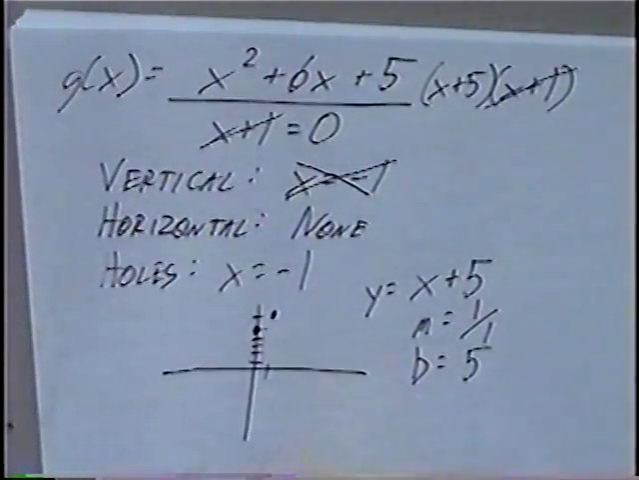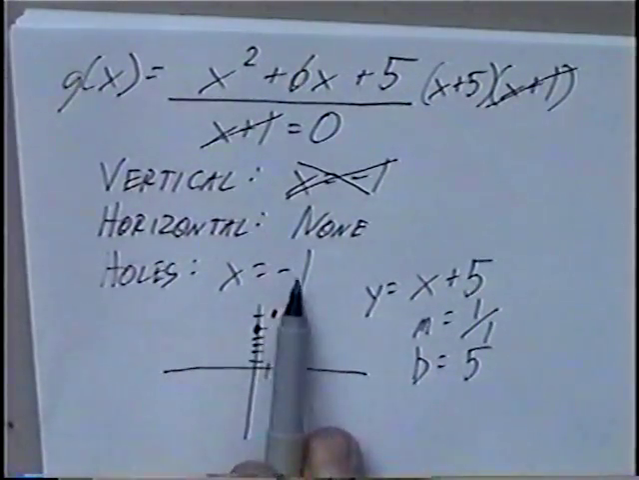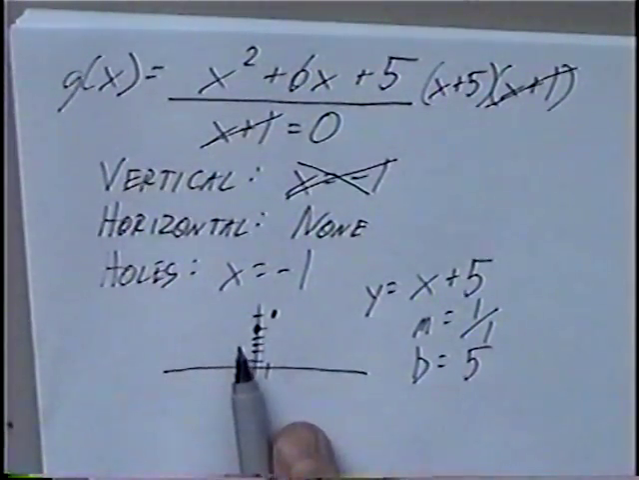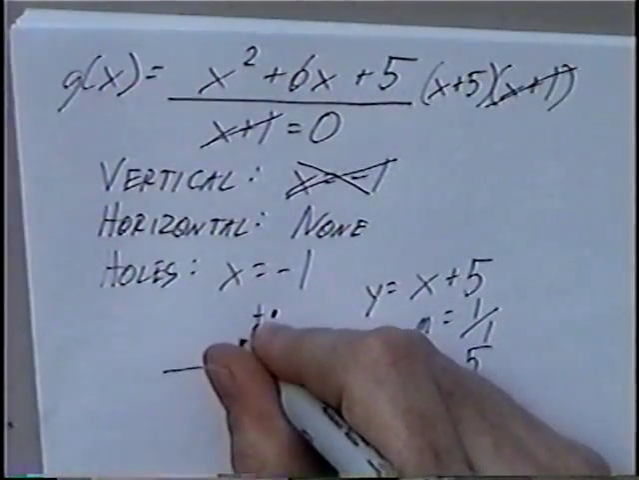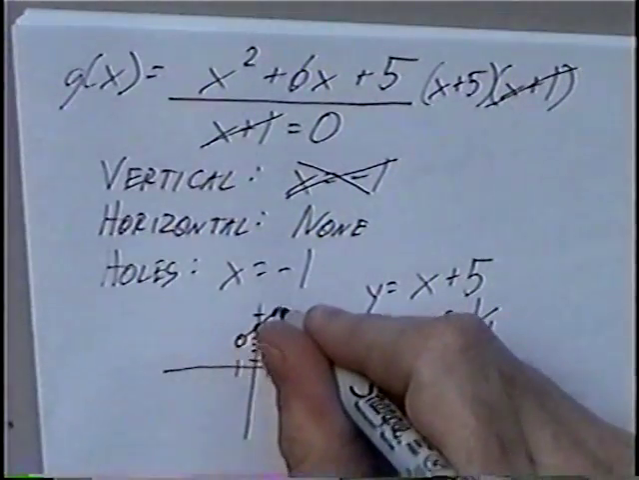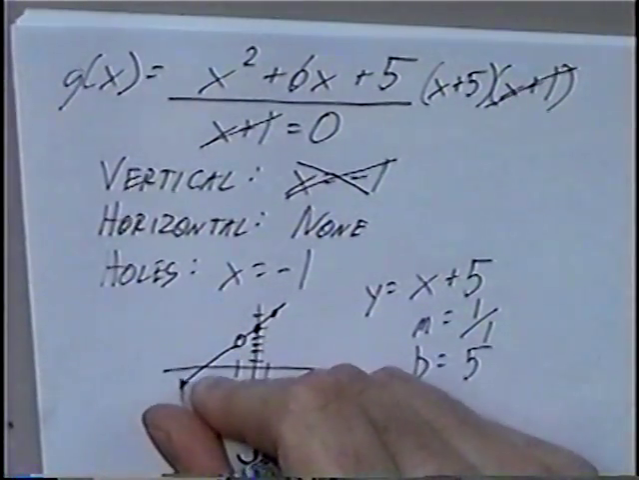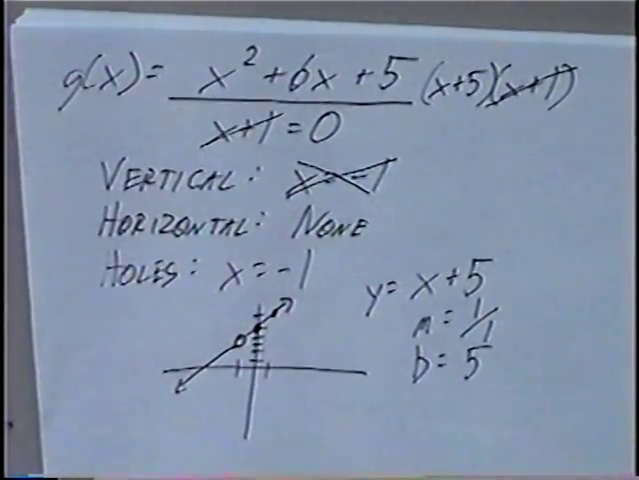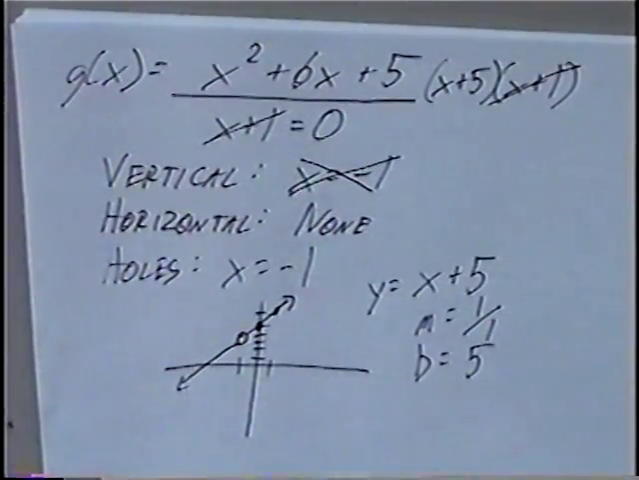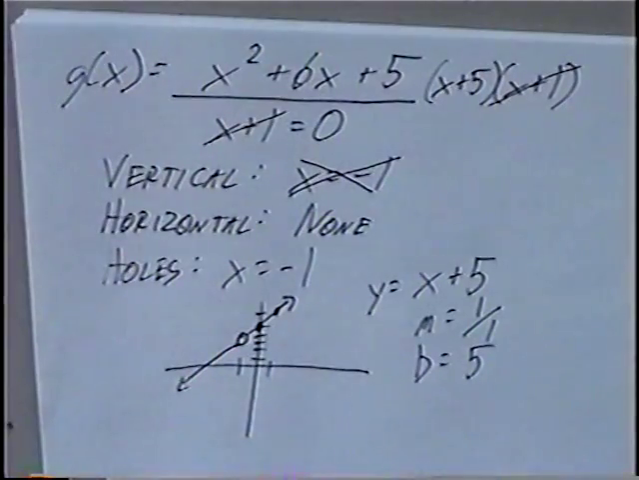We would connect this to make a straight line. The only difference is we have a hole at negative 1. So if we go over to negative 1 to where the graph would be, we'll have an open circle, meaning this point will not exist for the graph, but every other point along the graph will exist. So the function that we graphed is the exact same graph as x plus 5 with a hole at x equals negative 1.